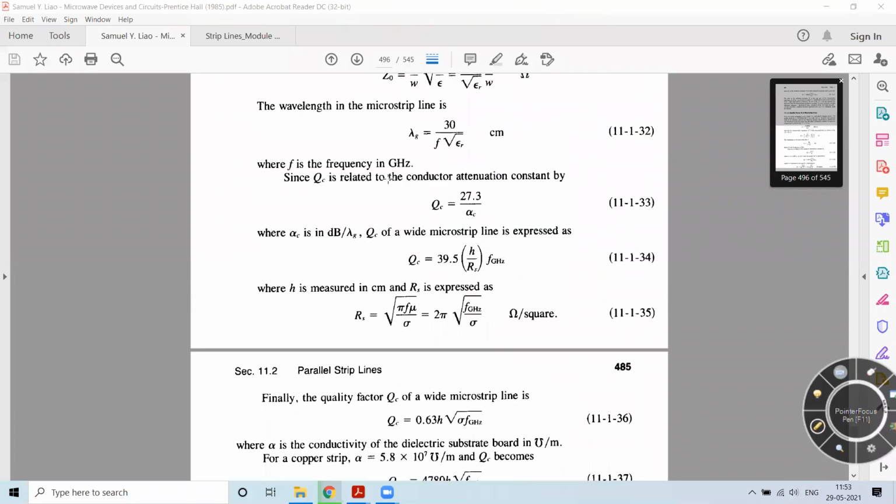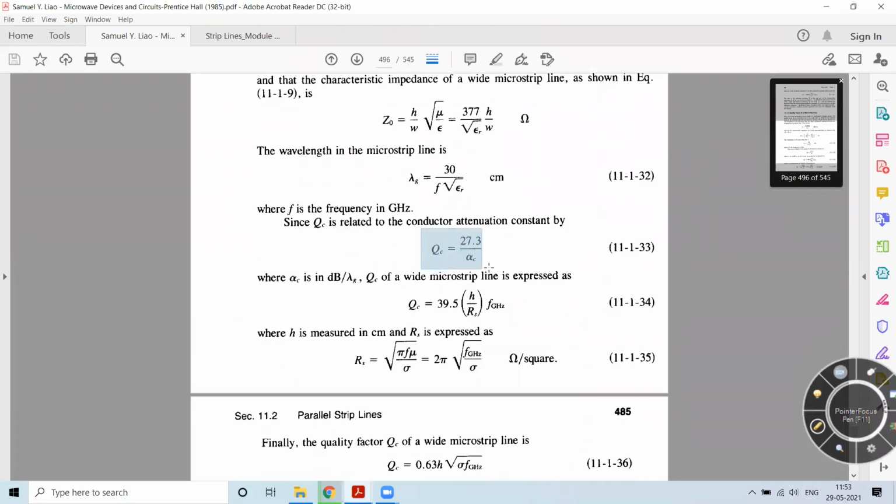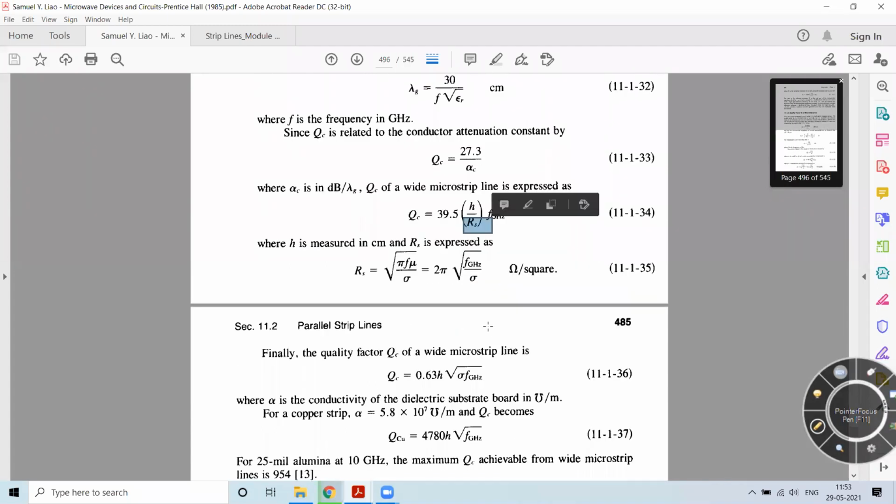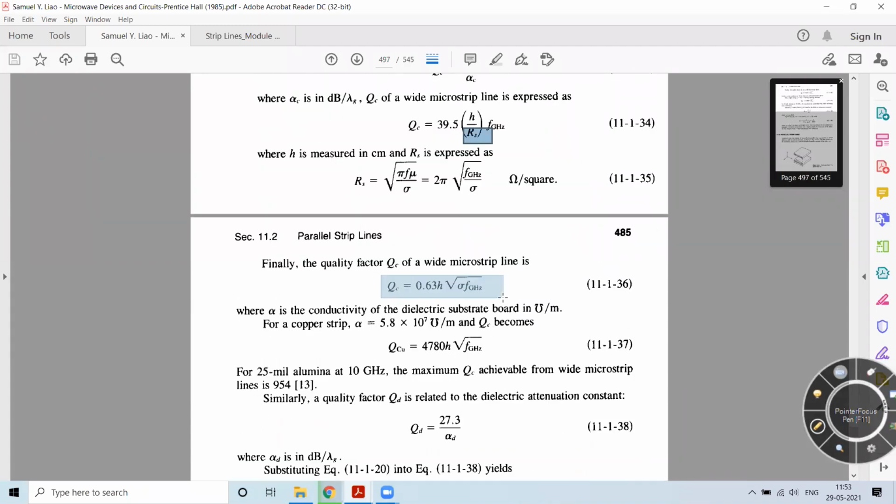So the quality factor is 27.3 divided by alpha C, wherein alpha C is specified in dB per centimeter. If it is specified as dB per wavelength, then QC is given by this equation. And lastly, if you substitute for RS, you will get QC, which is represented by equation 11.1.36.